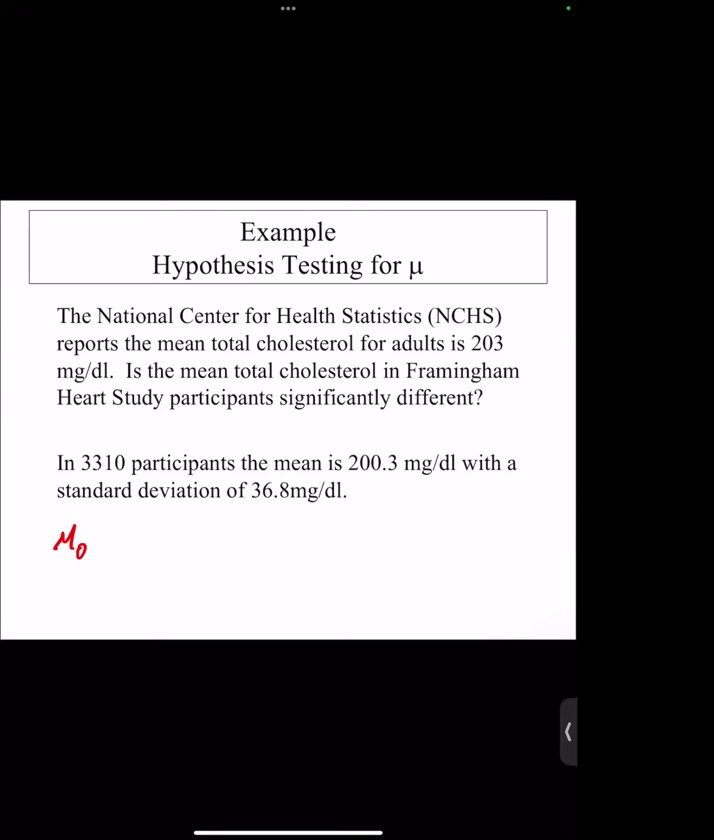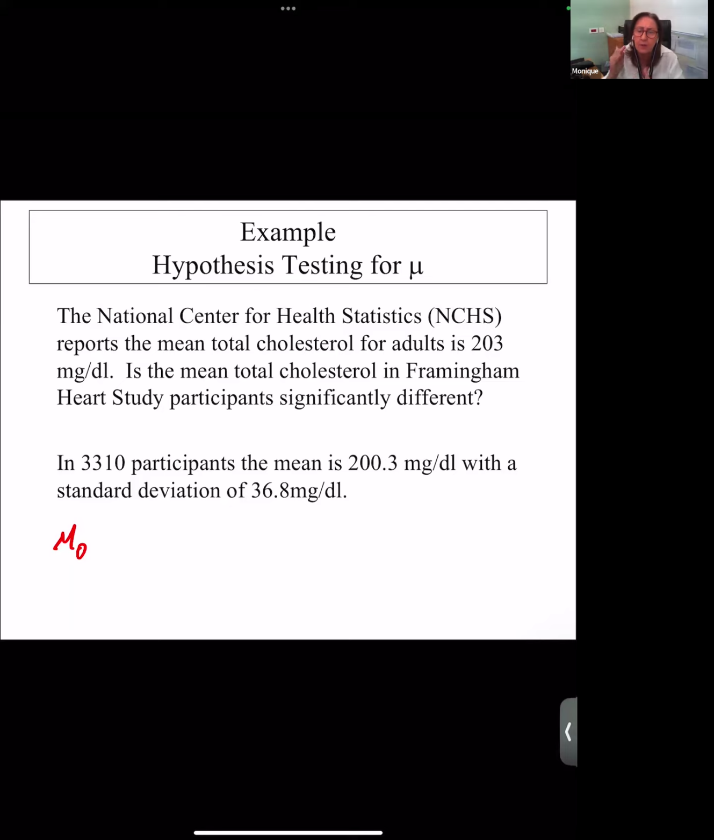Yes, please. Is it mu or X? Would it be X? No, it's not X, because they're claiming. It's not based on a sample. They say we claim that the mean total cholesterol in the adult population is this. This is what it says.